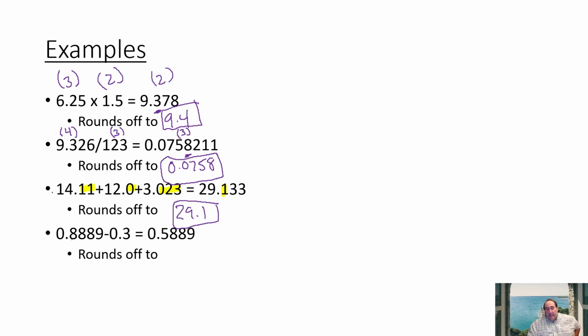Lastly, here we're subtracting, so that is 4 decimal places and 1 decimal place. Going to go to 1 decimal place, which will give us 0.6. Because of the 8, we're going to round up, and that will be 1 decimal place in this case.